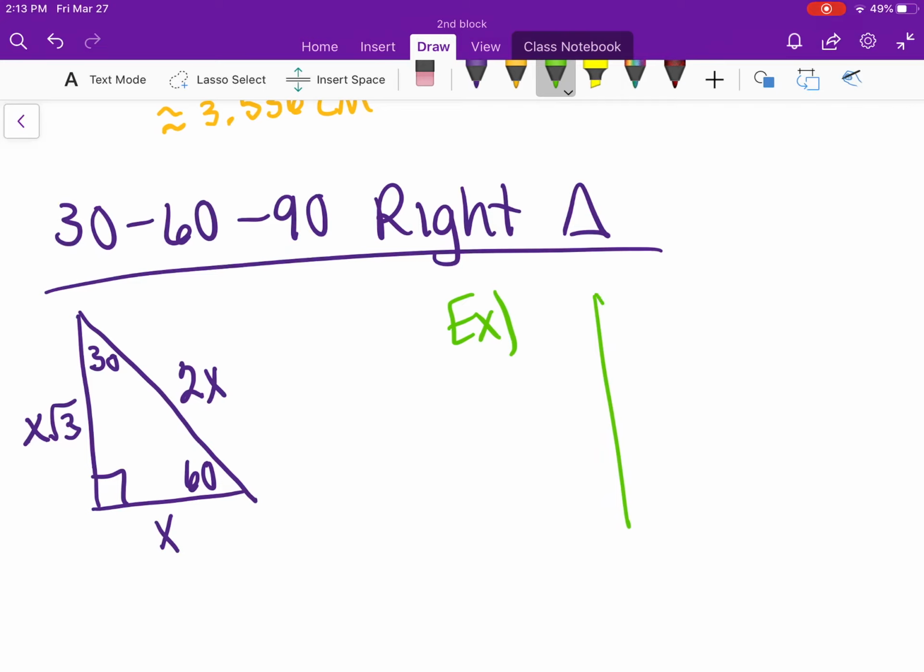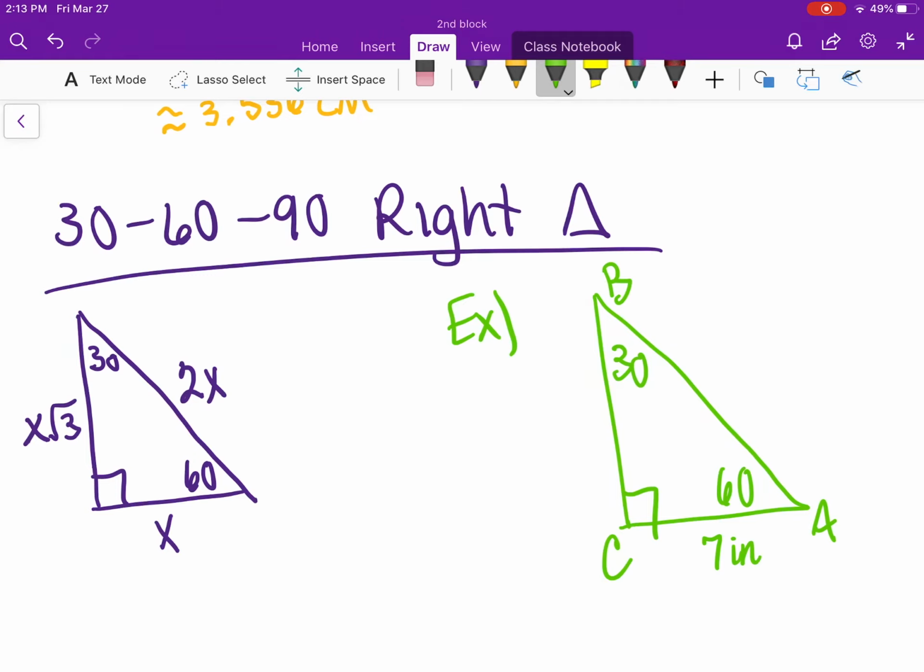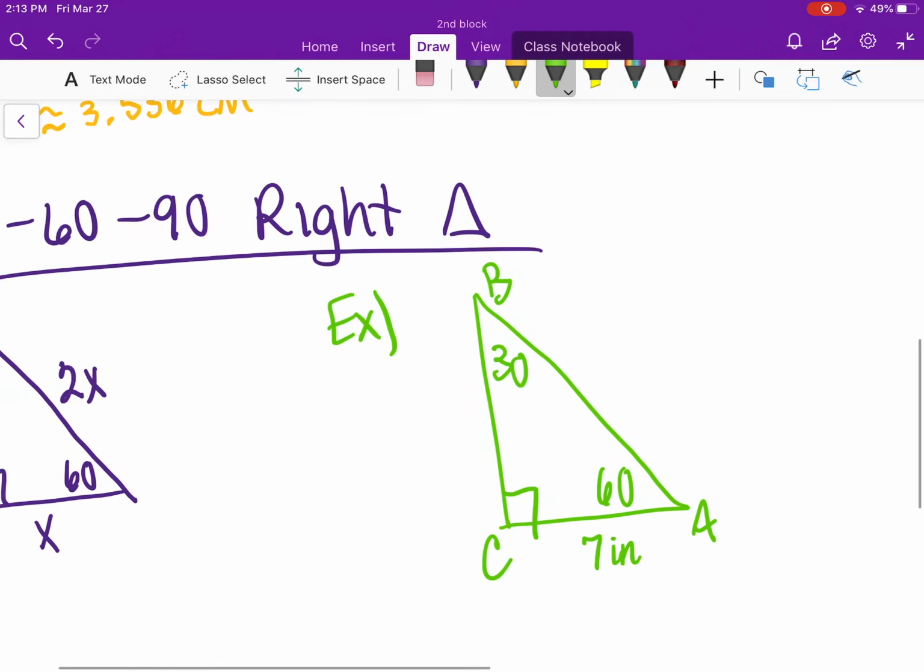Okay, this time, this is our right triangle with my 30 and 60 degree angles. Angle C, once again, is my right angle. We know this side is 7 inches, that side AC. We want to find AB, and we need to find BC.